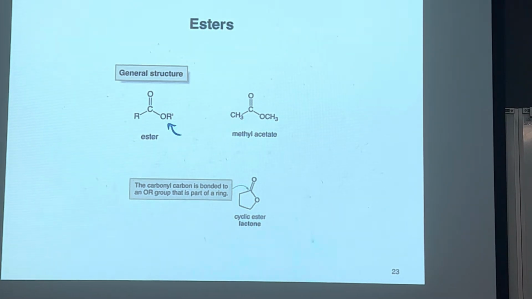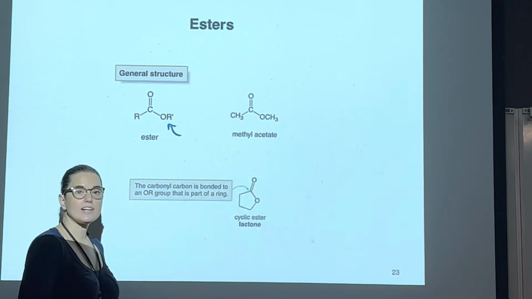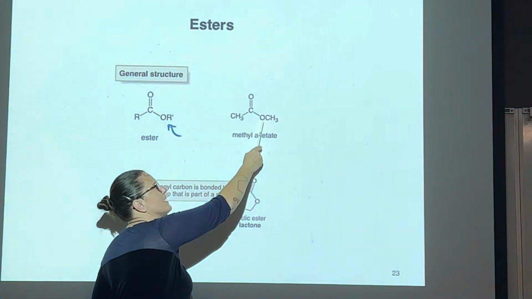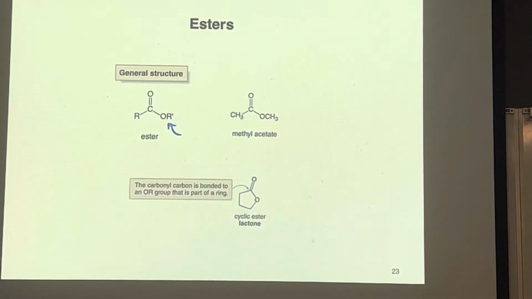Now, an example of this is methyl acetate. Now, whatever is on the carboxylate oxygen right here comes at the beginning of the name and we put a space there. So let me color code that for you folks. And don't worry, we'll do slides of naming. So right here we have methyl and then we have a space and we have acetate. Are we okay with that?